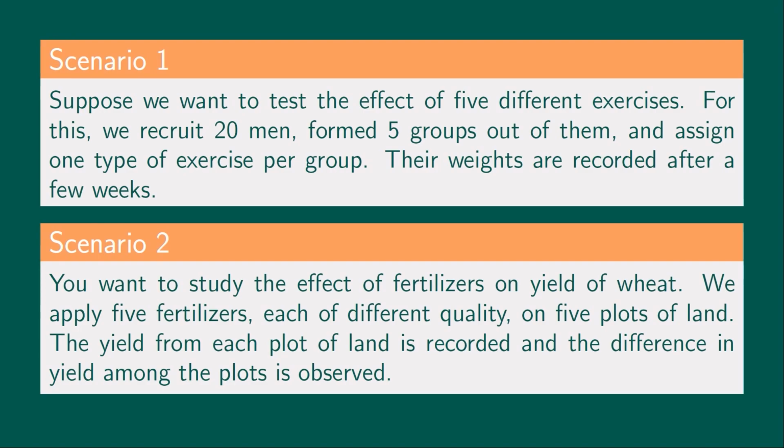And you want to study the effect of fertilizers on yield of wheat. We apply 5 fertilizers, each of different quality, on 5 plots of land. The yield from each plot of land is recorded and the difference in yield among the plots is observed. Notice that in these examples, we have 3 or more independent groups to compare.